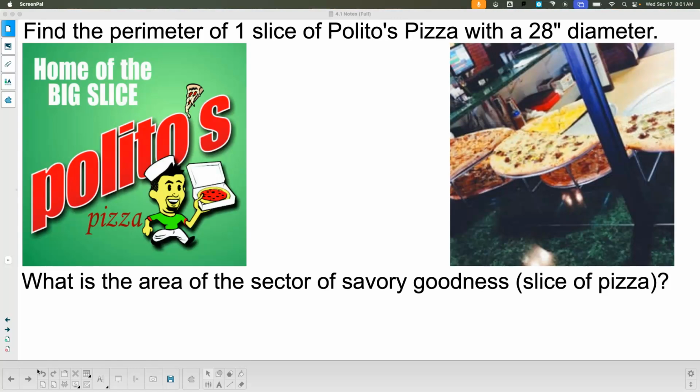While you're doing these two wonderful warm-up problems, finding the perimeter of a sector, a slice of Toledo's tasty goodness, chicken bacon ranch is the only one to go with, just so you know. And the area of this slice of pizza.